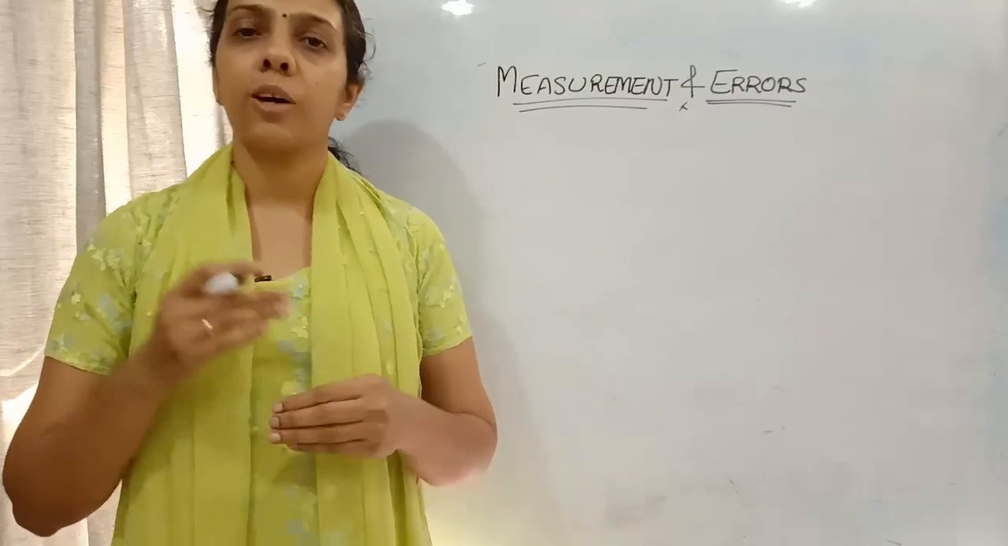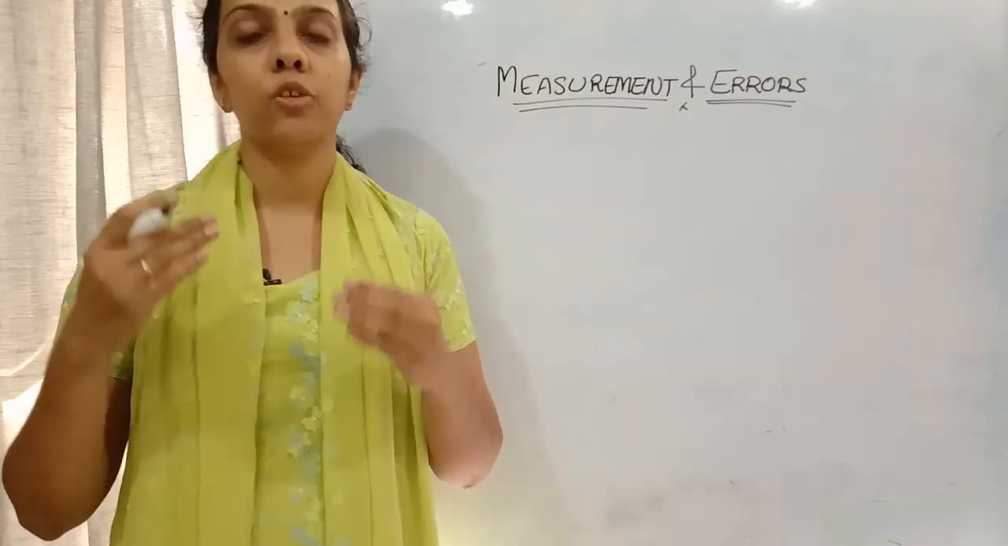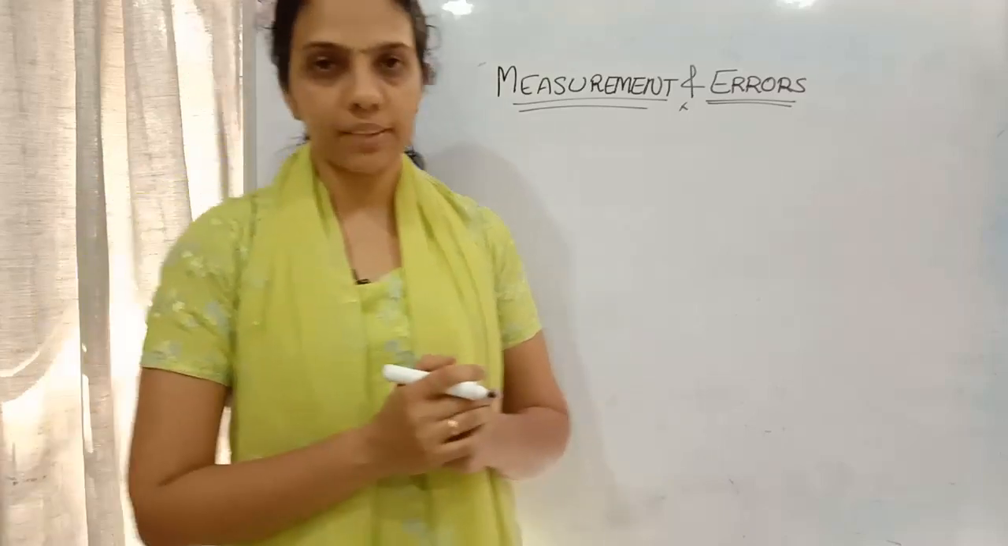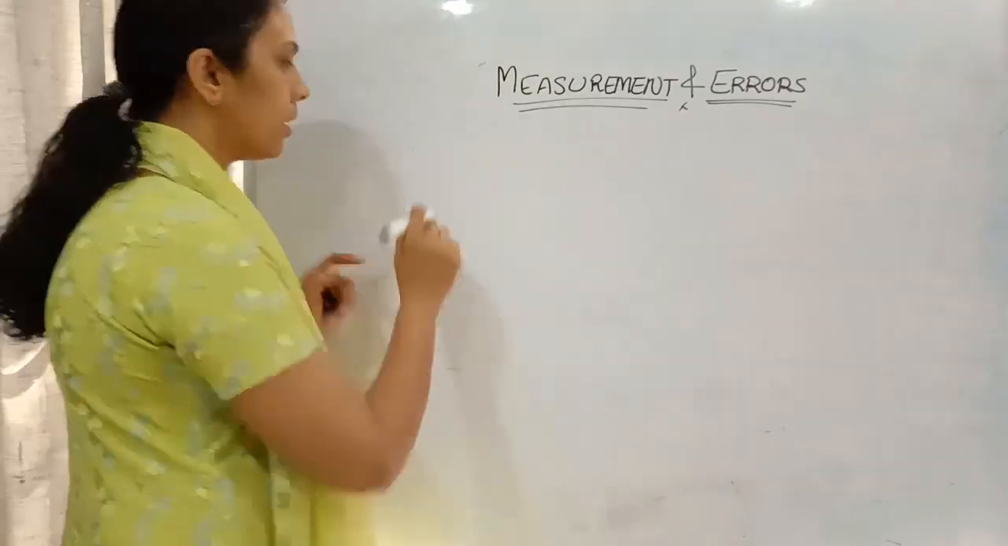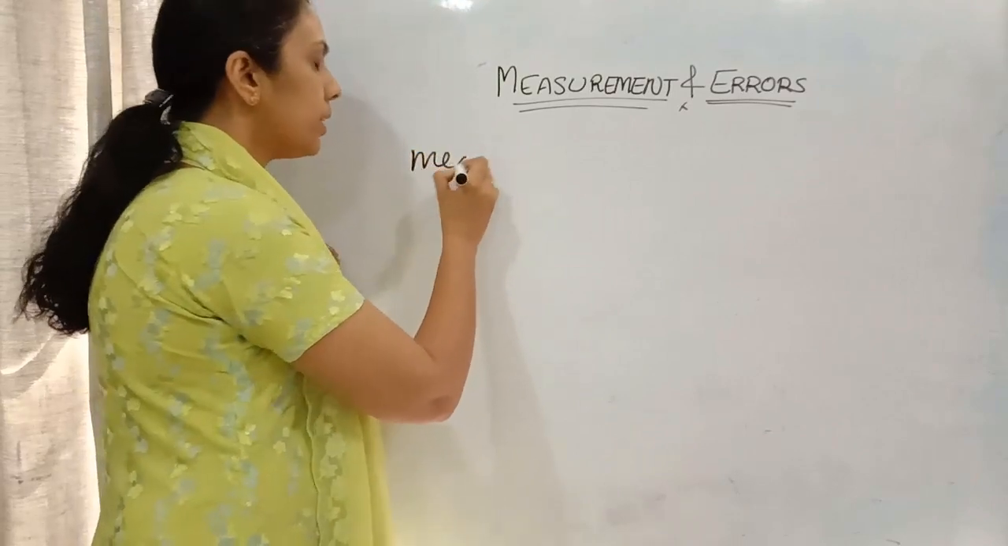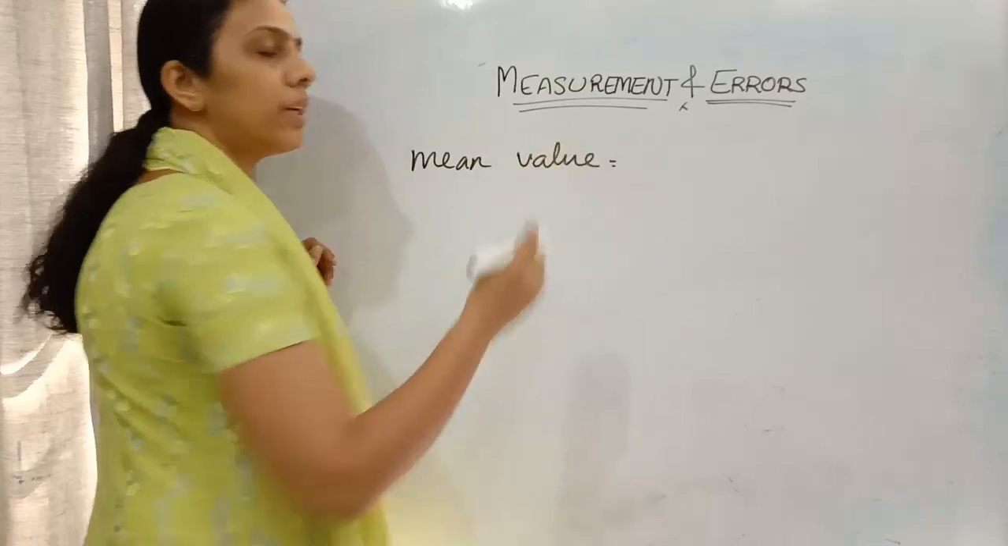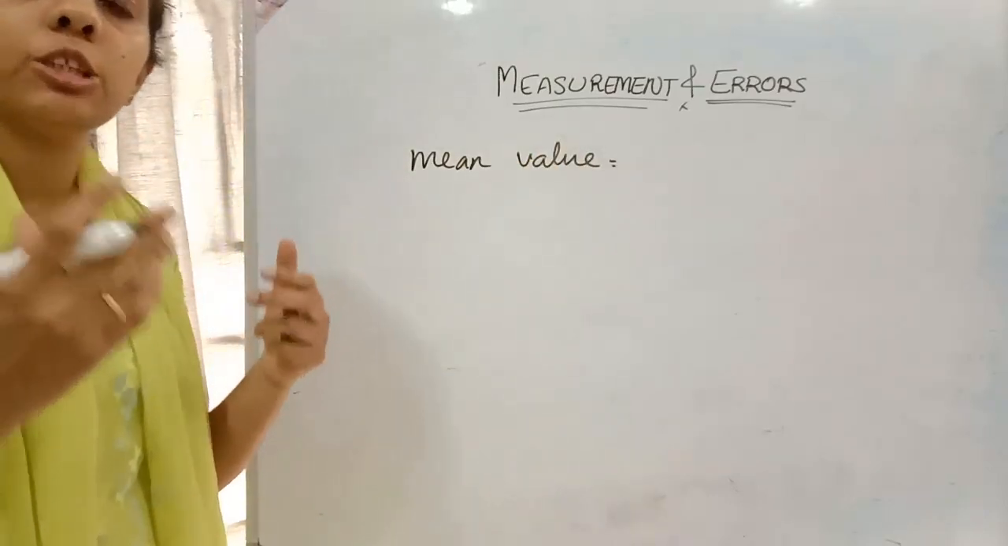In those cases, how can we find out the percentage of error, or how much is the error in our calculation? That we can find out. For that, we can first find out the mean value of the given data, of all the measurements we had taken.